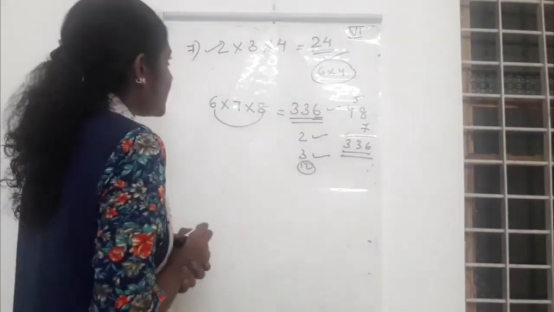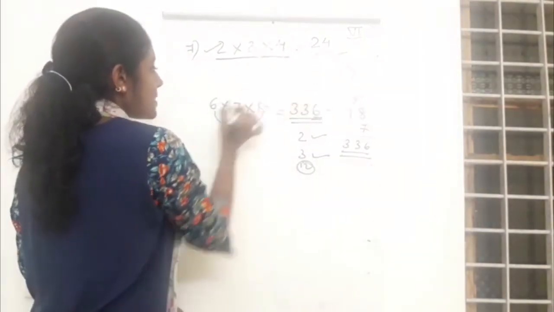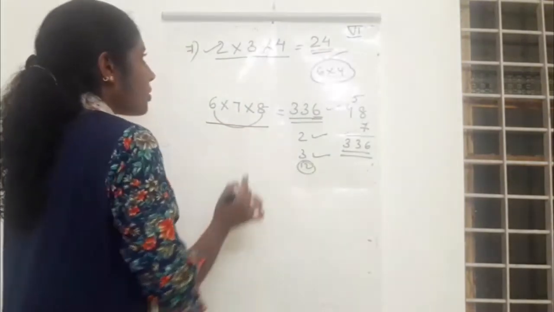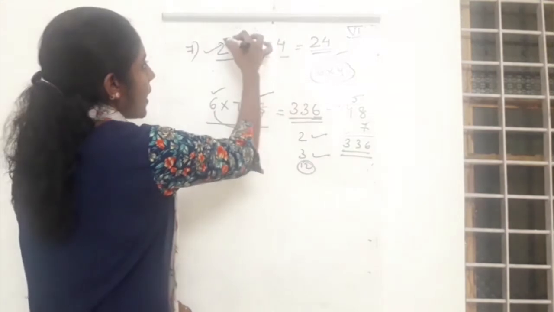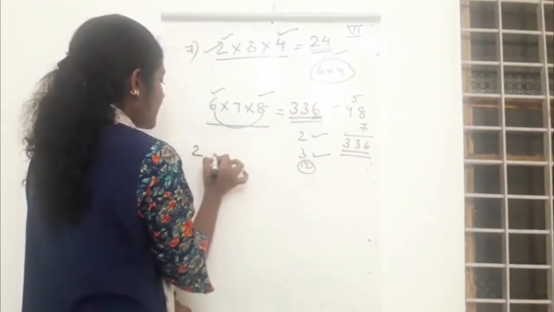Now, what are the conditions for getting three consecutive numbers? When you check two numbers, 1, 2, 1, 2, you can see 2 even numbers.